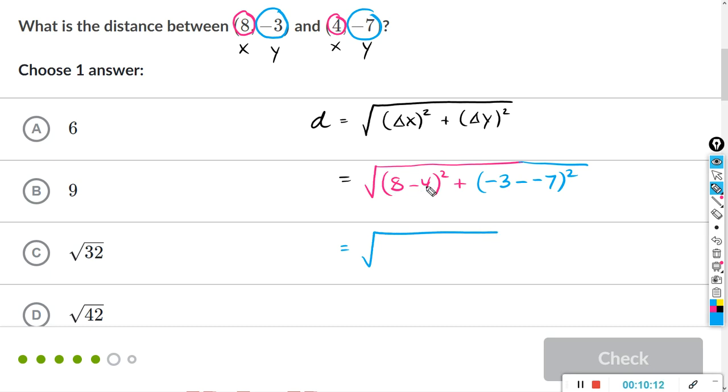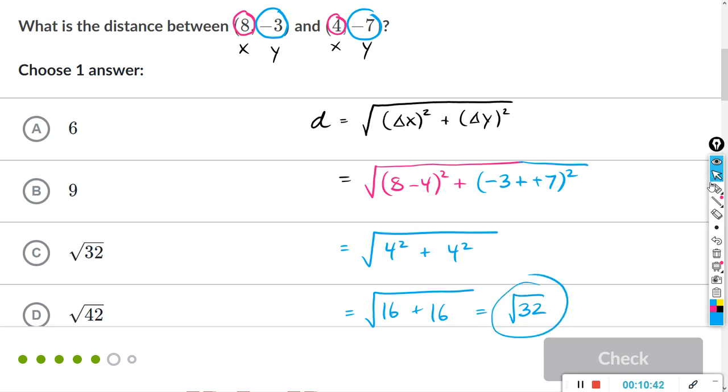8 minus 4 is 4, and that's squared. 2 negatives in a row are positive. Negative 3 plus 7 is 4, and that gets squared. 16 plus 16, that's going to be a radical 32. Okay, and that will be a decimal on the calculator, so we can't go any further. So just look for radical 32 in your choices, and that is answer C.